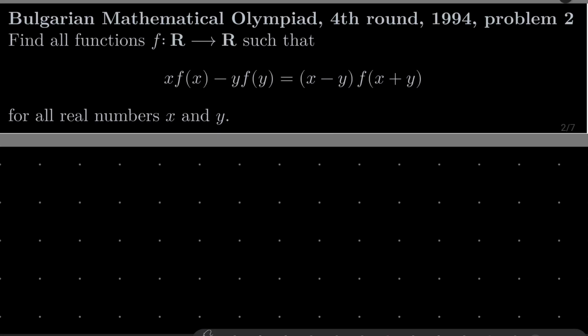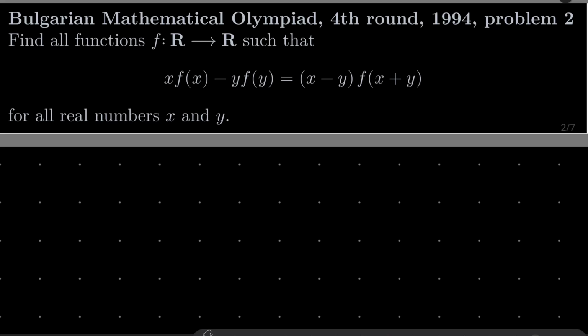Hello friends, in this video I'd like to solve the following problem from the Bulgarian Mathematical Olympiad, 4th round, 1994, problem number 2. We wish to find all functions f from the set of real numbers into itself, satisfying the following equation: x f of x minus y f of y equals (x minus y) times f of x plus y, for all real numbers x and y.